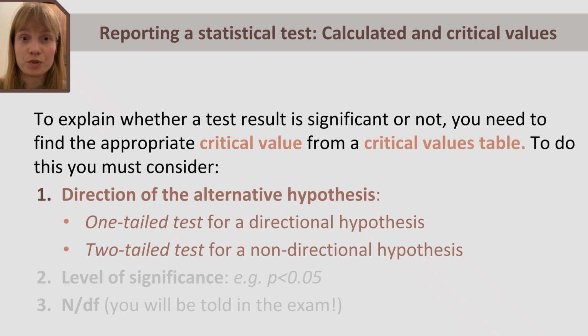Every test produces a calculated value, sometimes also called the observed value. To decide if that value shows a real effect or just random chance, you compare it to a critical value taken from a statistical table. You will be given all the information you need in the exam. You won't need to calculate anything except the sign test covered in the next lesson.